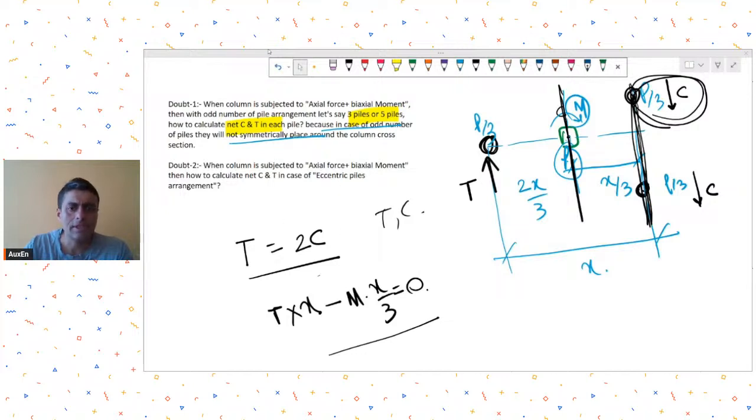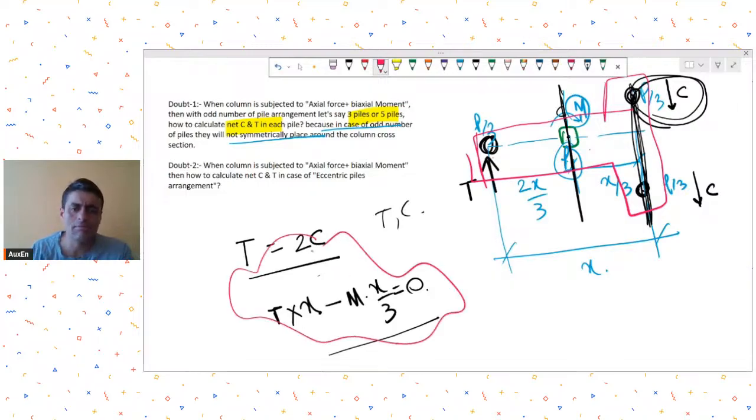These assumptions are valid assuming a stiff pile cap, or a stiff pile cap or pile beam, whatever type of system you have provided. If not, then these equations may not be valid, but generally we assume stiff pile caps, and therefore this type of calculation you could do. All right.